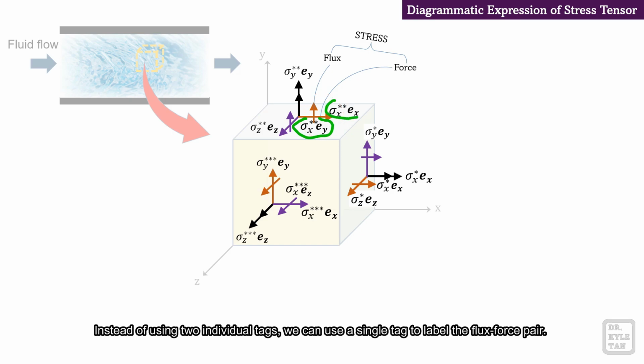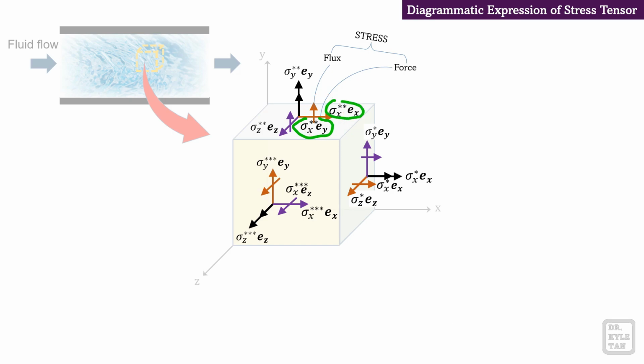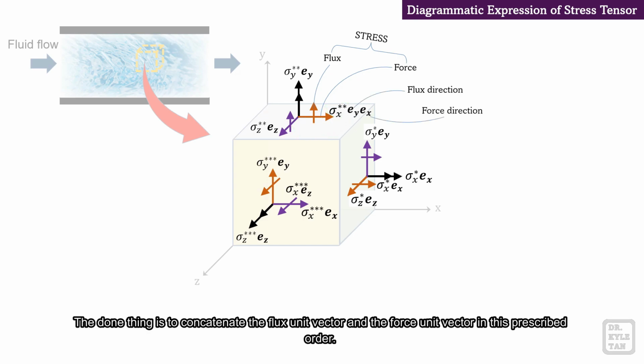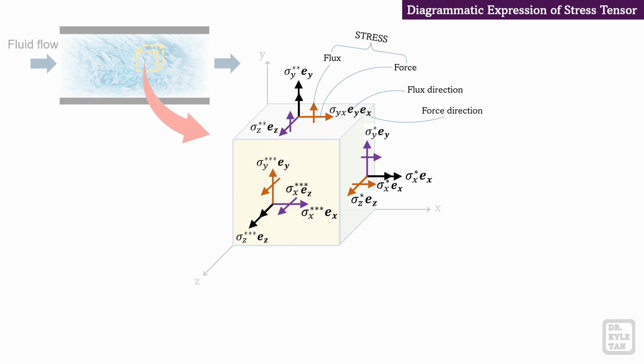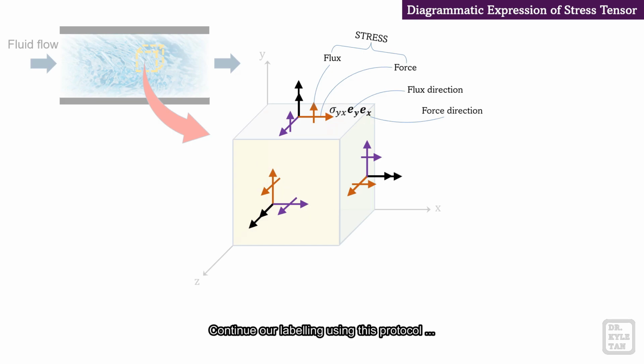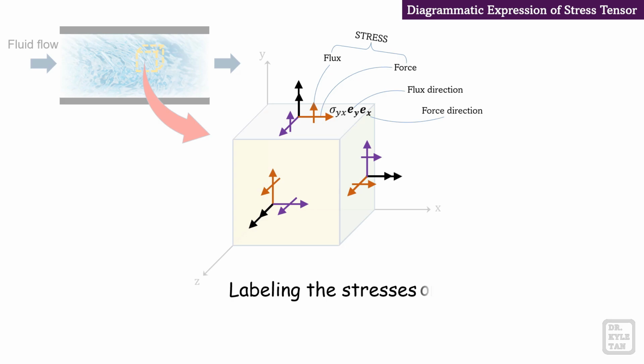Instead of using two individual tags, we can use a single tag to label the flux-force pair. The done thing is to concatenate the flux unit vector and the force unit vector in this prescribed order. As for the magnitude, we change the notation from single subscript to double subscript by adding the momentum flux direction to the force direction. Continue our labeling using this protocol.